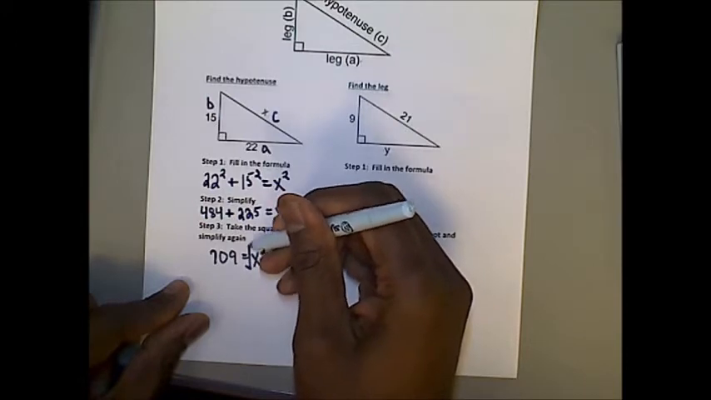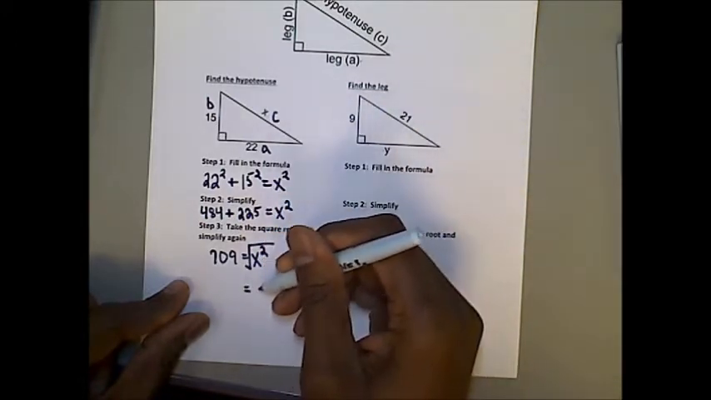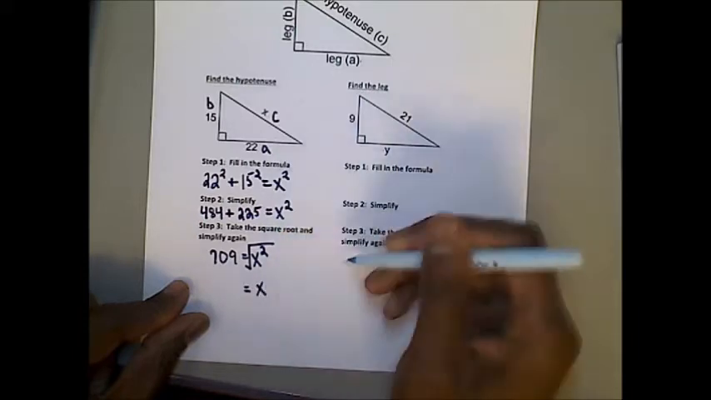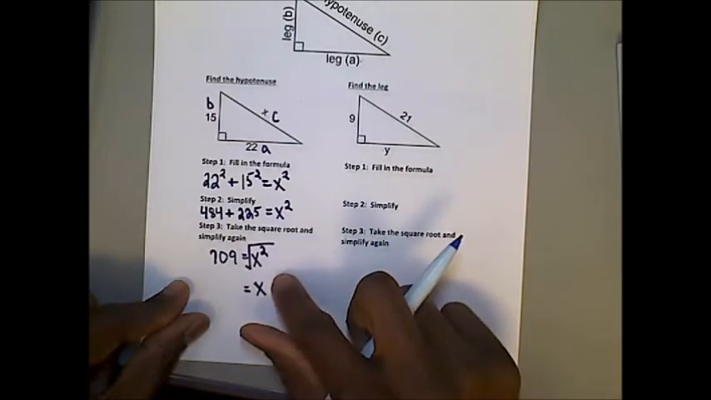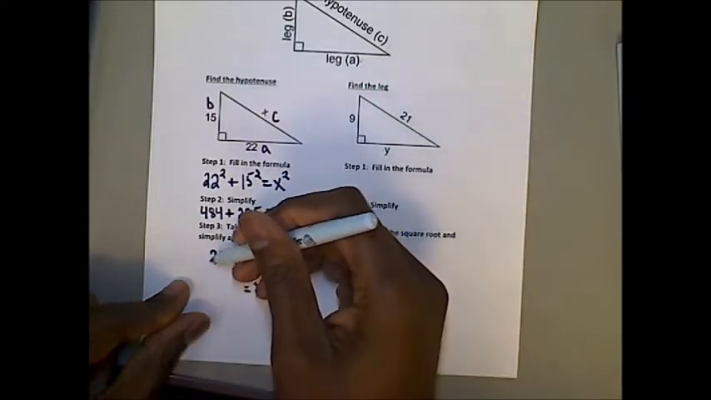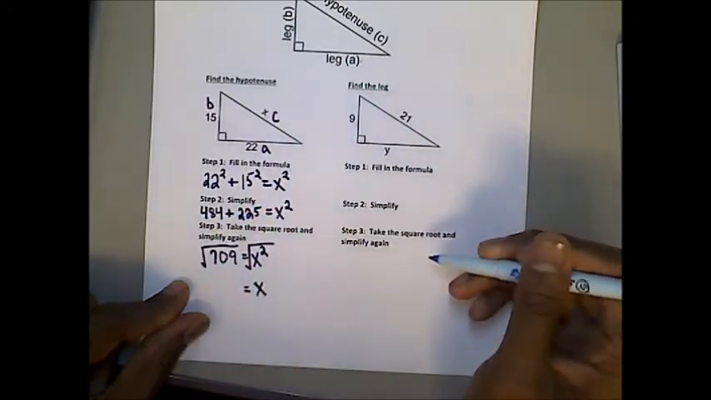So I'm going to take the square root of x squared. And the square root of x squared, well, that's just x. So x is equal to, well, what I do to one side, I have to do to the other. So the square root of 709.